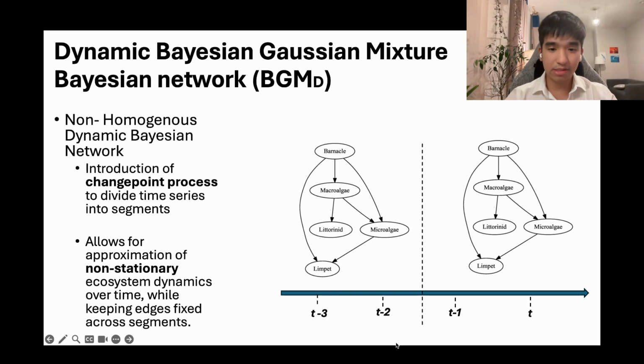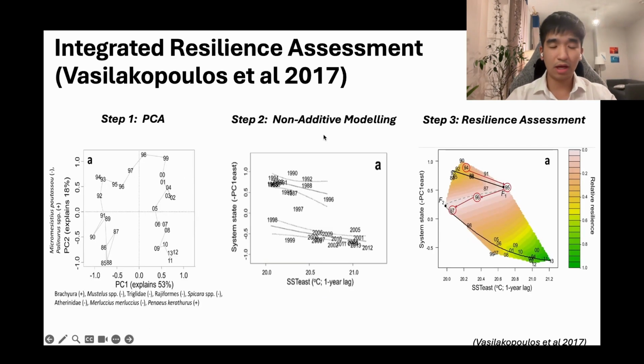The next model is the integrated resilience assessment model, the IRA package, and that was proposed by Vasilikopoulos et al. in 2017. Essentially, it's a three-step process. The first step is to apply principal component analysis to the system under study, because you want to derive system indicators through PC1. Here you can see PC1 has a transition along the x-axis, where it starts off in negative values and then eventually transitions to positive PC1.